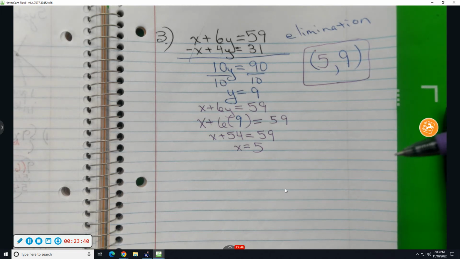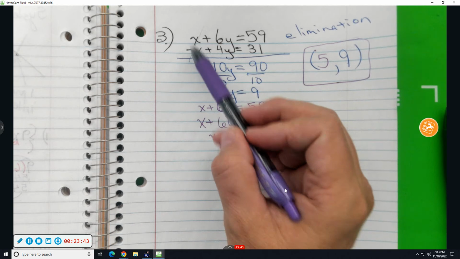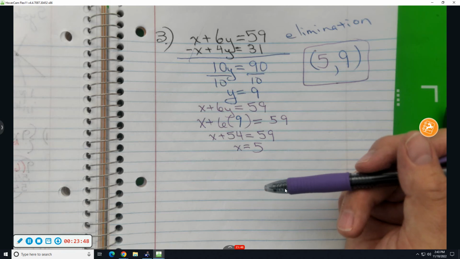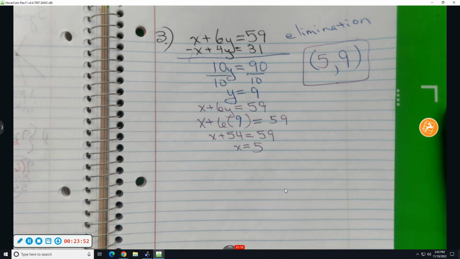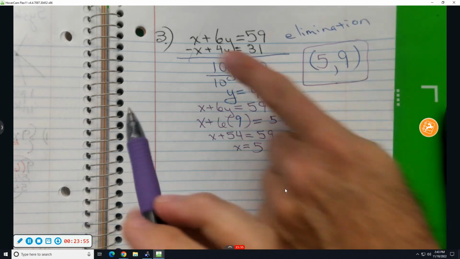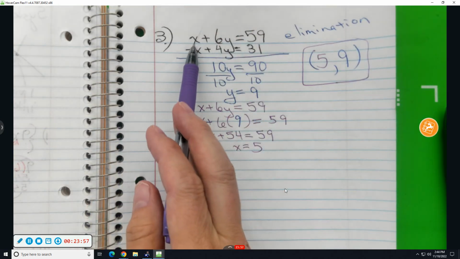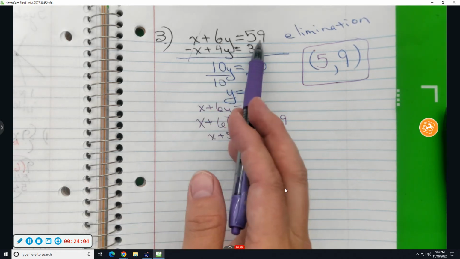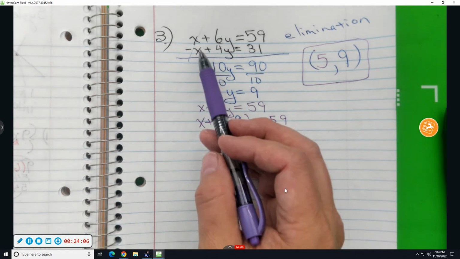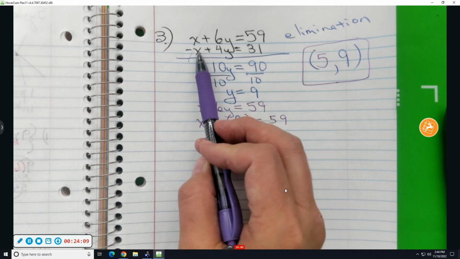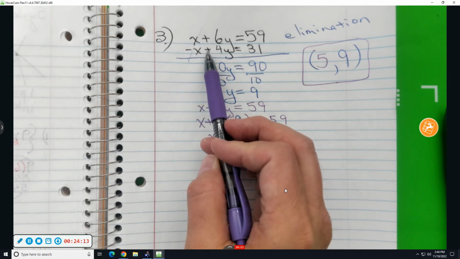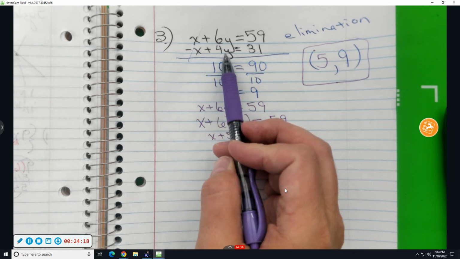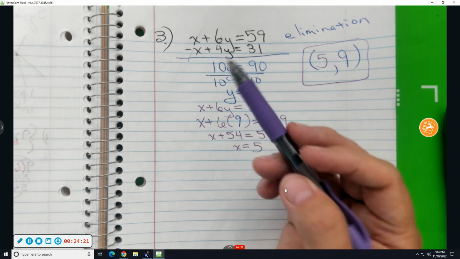To use elimination, you need the same coefficient on a pair of like variables, but with opposite signs. Let's check it without punching it into MyMathLab. Plug the 5, 9 in here. 5 plus 6 times 9, that's 54. 5 plus 54, sure enough, that gives us 59. Suppose we plug the 5, 9 here. That'd be a negative 5 plus 4 times 9 is 36. So negative 5 plus 36. Does that give us 31? Yes, it does.